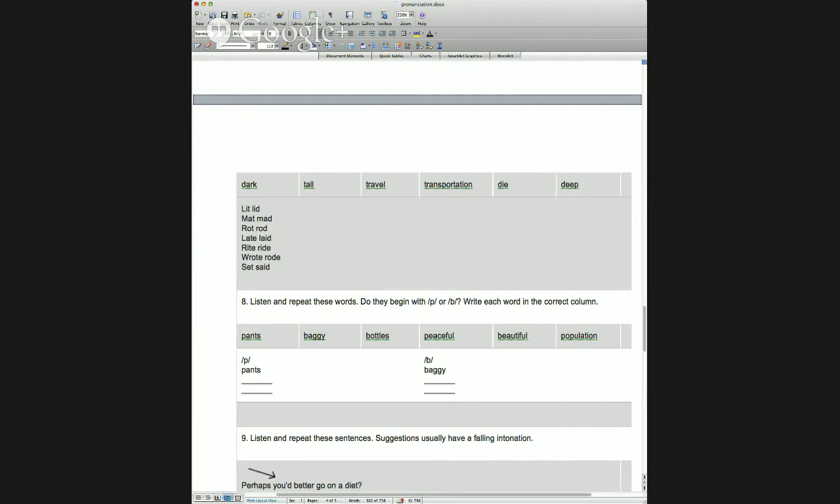Lit, lid. Lead. Good. Mat, mad. Rot, rod. Road. Good. Late, laid.